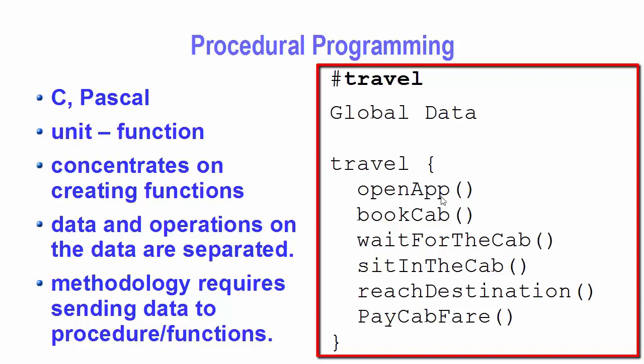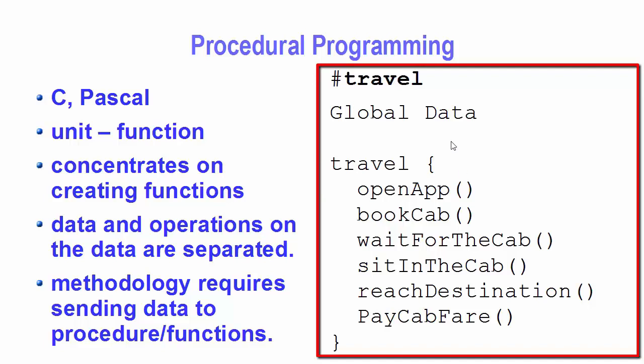This is a pseudocode which I have written. First of all, the passenger will open the app from which he can book a cab, and then he will book the cab, and once the cab is booked, he will wait for the cab, and once the cab arrives, he will sit in the cab, and then he will reach his or her destination, and at the end he will pay the fare of the cab. And this is the pseudocode of that algorithm.